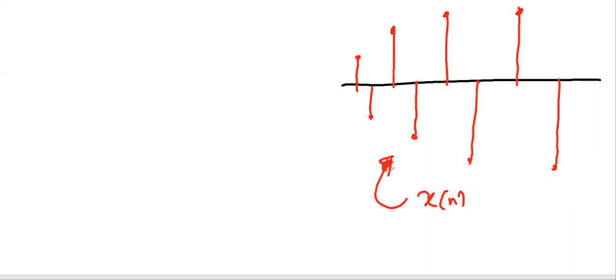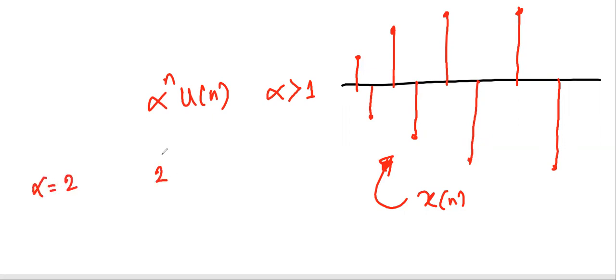It might be in the format of alpha to the power n u[n]. It might happen that you have the step function where alpha is greater than 1. To be very specific, we can take alpha equal to 2. Then we have 2 to the power n u[n]. If this is your xn, the first question is, can you do the Fourier transform of this signal? The answer is no. Why?